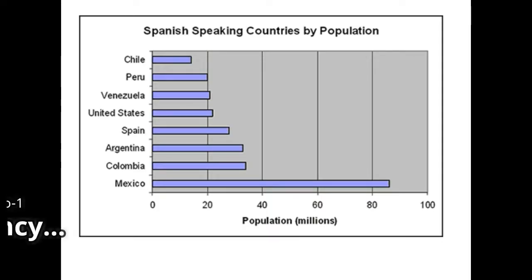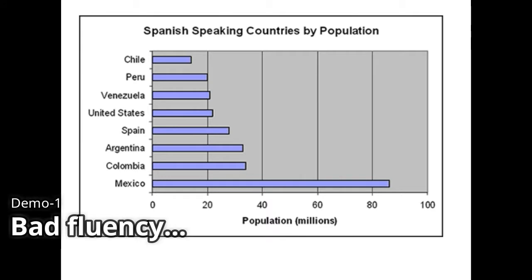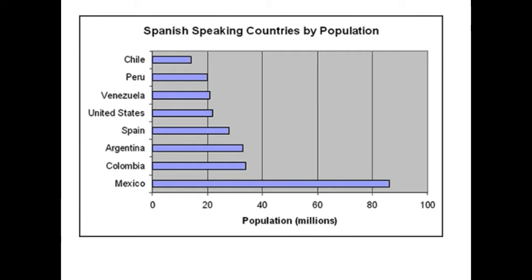This image shows Spanish-speaking countries by population, and what is here is that Mexico is number one with 80 million, and also Chile is there, which is very low, and also Spain and Argentina, Colombia have a moderate level, and also there is Venezuela, United States, and blah.